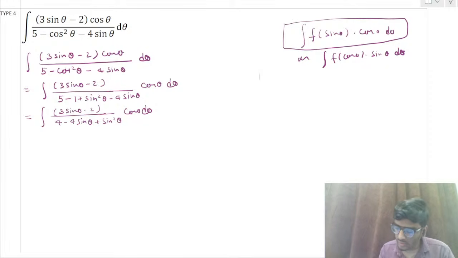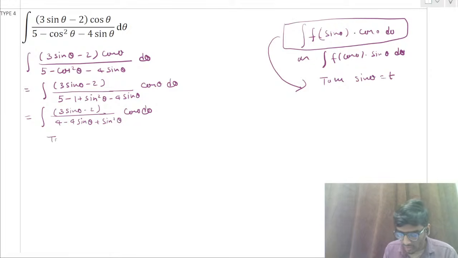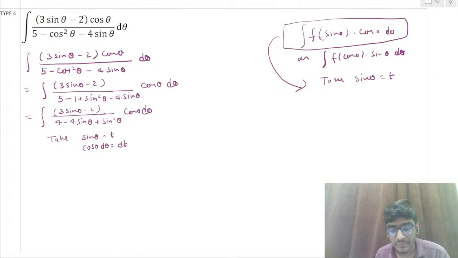So when the integral appears in this form, we are going to take the argument of sine theta as t. Now we differentiate this: cos theta d theta is equal to dt.